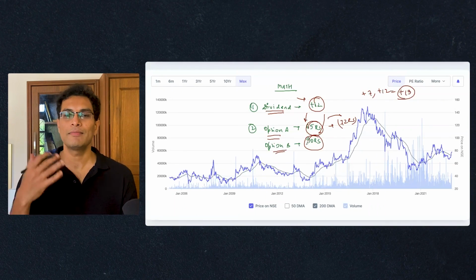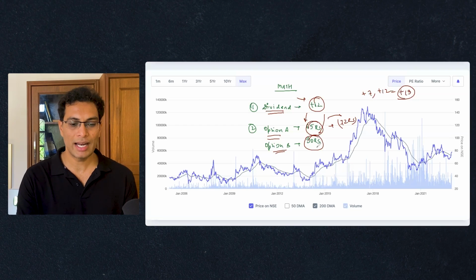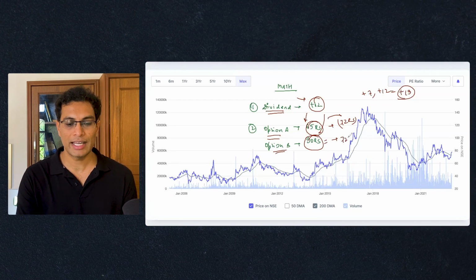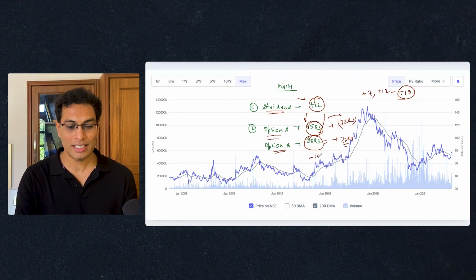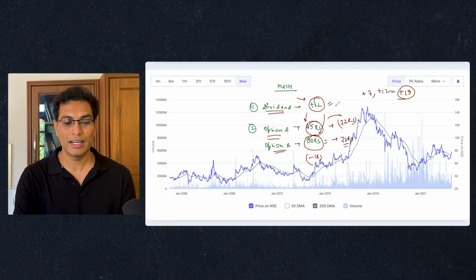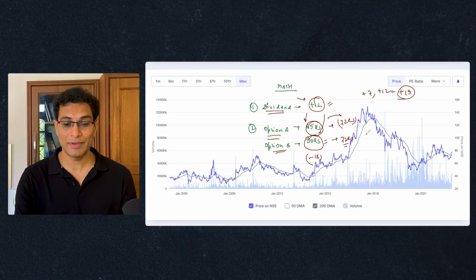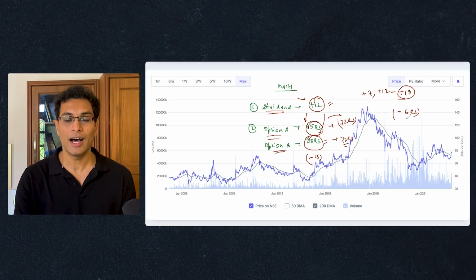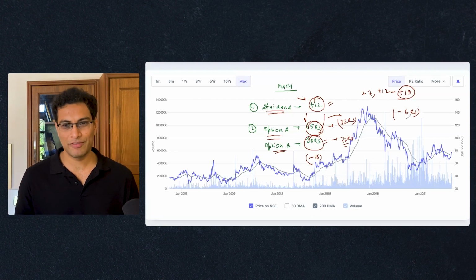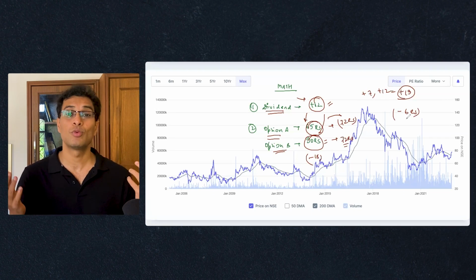But option B is that many people must have purchased IOCL at 90 rupees. Now the stock is trading at 72 rupees. So the loss is 18 rupees. Yes, you made a dividend of 12, but the net loss remains minus 6 rupees. Now you will say that, okay, you know what, loss, profit, it keeps on happening in the stock market. So what's the big deal?